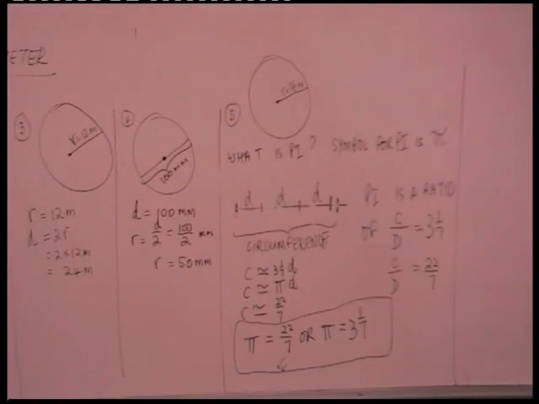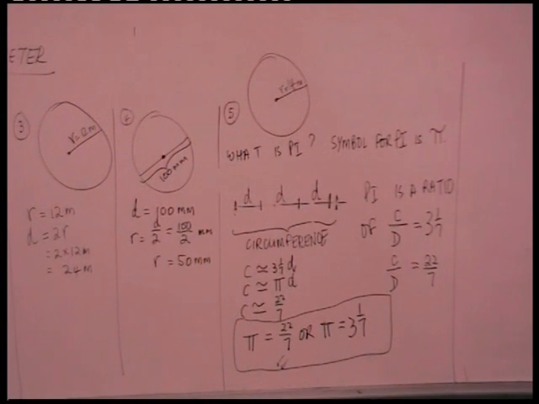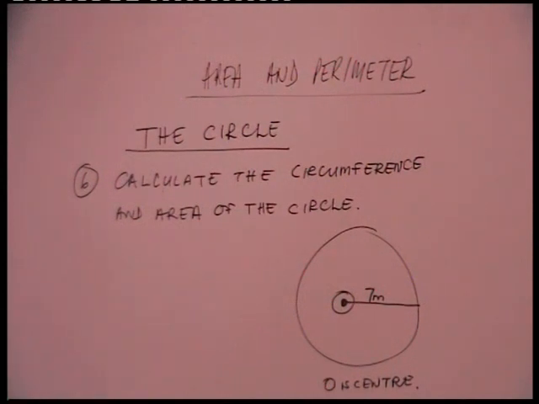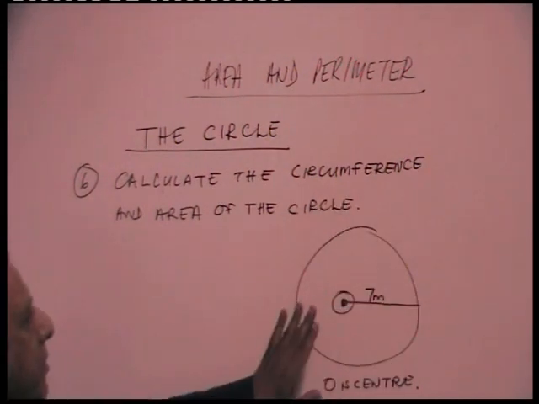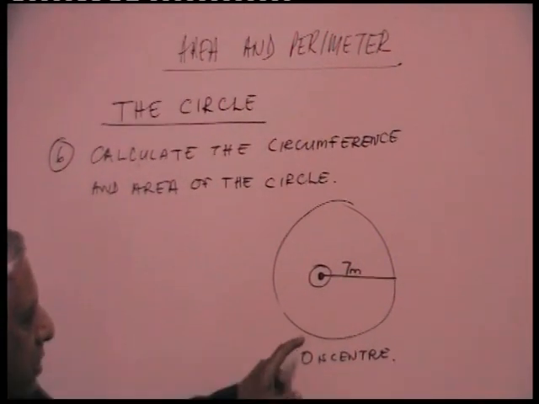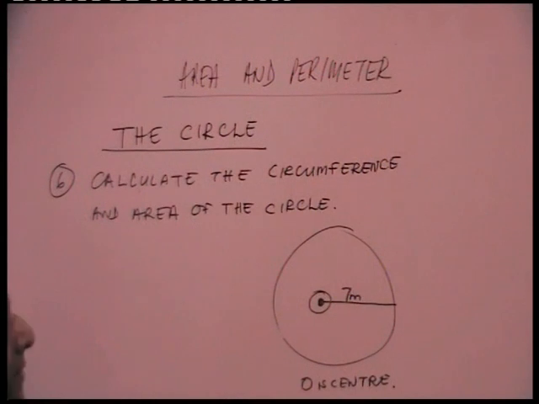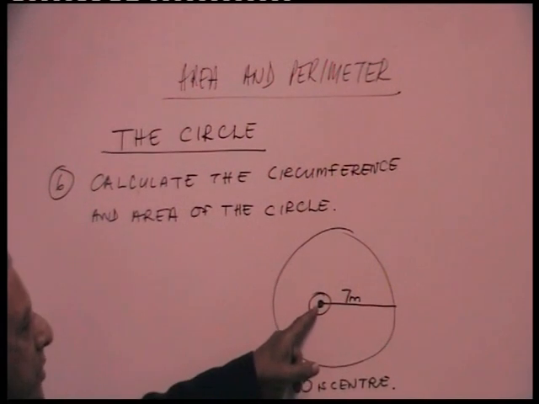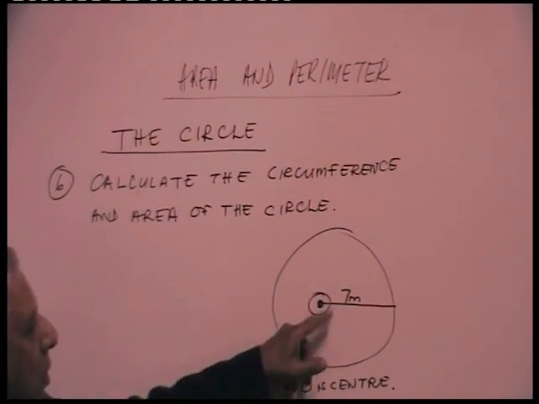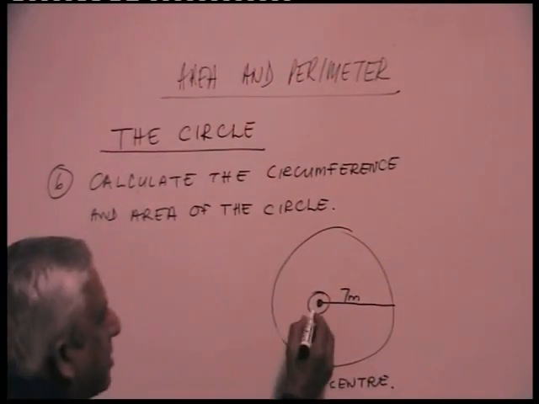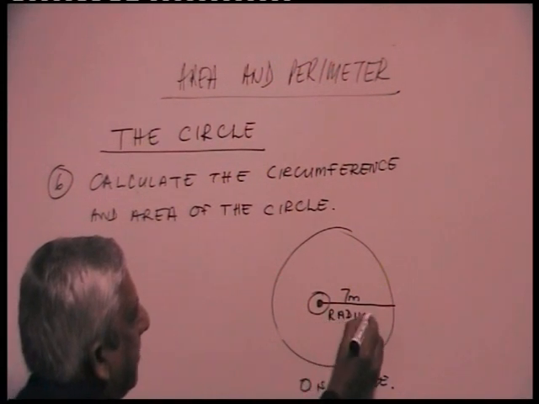Now we will move on to the next step, where we're going to try to find the perimeter and area of a circle. In this question they say calculate the circumference and area of the circle. A circle is drawn, one line is shown here, and there's a dot over here. It's very important to tell you that this is the center. So I'm telling you that O is the center, so you know that this is the radius.